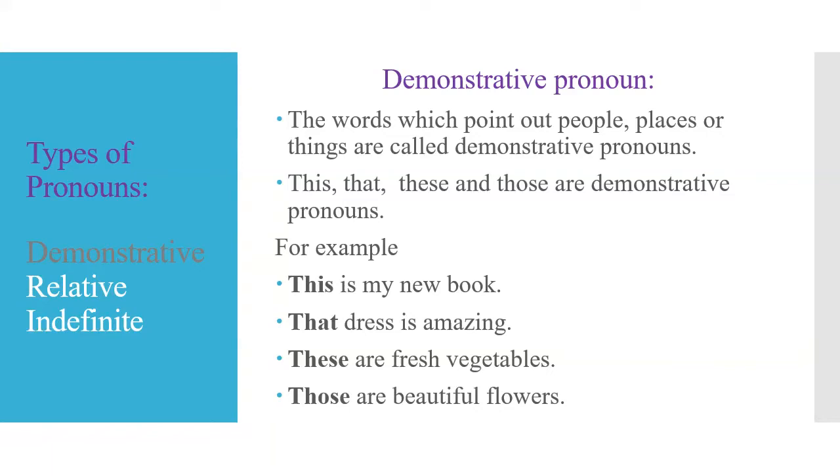For example, this is my new book. I'm pointing to my book and I'm saying, this is my new book. That dress is amazing. These are fresh vegetables. Those are beautiful flowers. In these sentences, this, that, these, those. These words are called demonstrative pronouns because they are pointing to some objects, to some items. That is why these are called demonstrative pronouns.